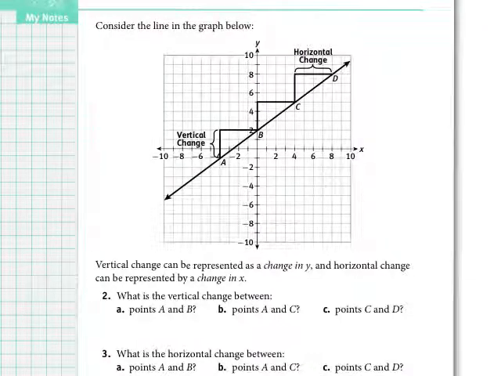Alright, so we're going to start out. I want you guys to do this whole first page here. So you're doing 2 all the way through 6, okay? So together with your partners, go ahead and do 2 through 6. Go ahead. Okay, so number 2, ask me about the vertical change.